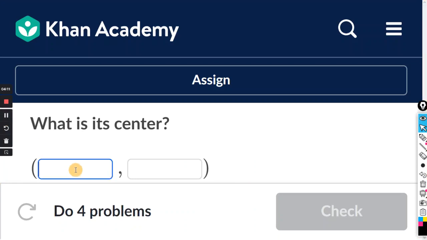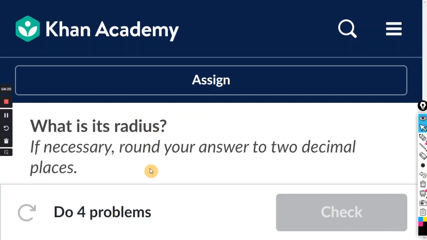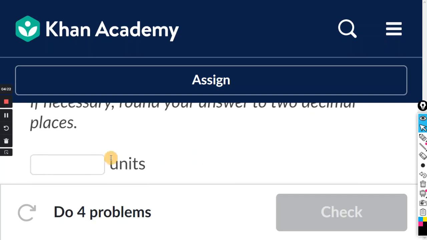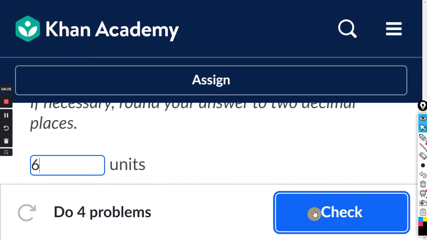So here's the center, and here is the radius. So for the center, type 2/3, click tab, and then type 0. So that's h, and that's k. And then for the radius, it was not necessary to round off. It was exactly 6 units. So center and radius.